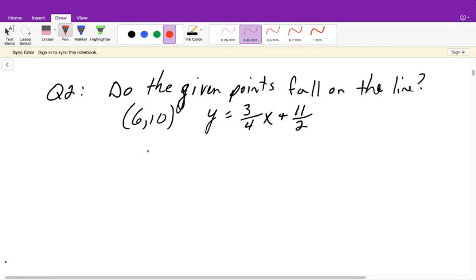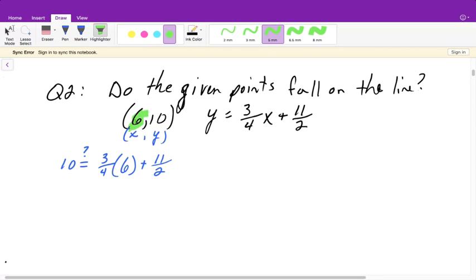Do the given points fall on the line? Well, when we're asked if points fall on the line, we simply need to substitute them in. Because this is an x, this is a y. And we substitute it in, and we ask ourselves, remember, does 10 equal 3 over 4 times 6 plus 11 over 2? I substitute it in, my 6 for my x and my 10 for my y. And now after I substitute it in, I just go ahead and simplify. Asking myself the entire time, do they equal?